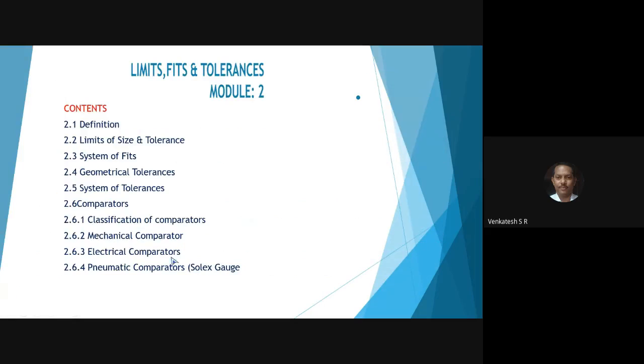Please, all of you write down Module 2. Below that, write down limits, fits and tolerances.